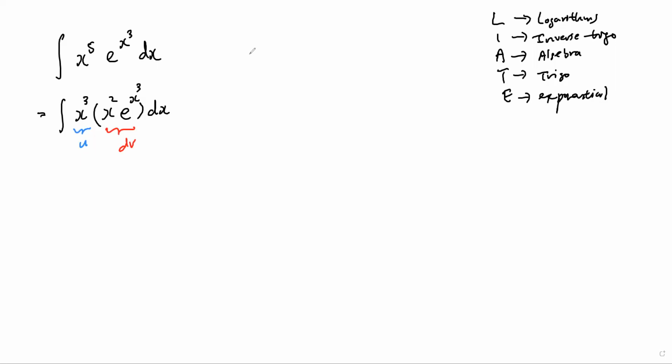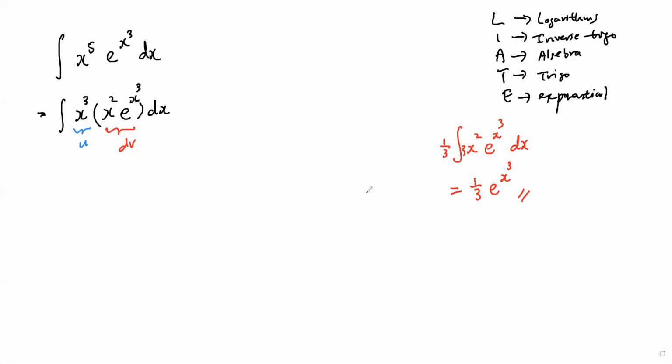So I'm going to do a side working. How do we integrate x squared e to the power of x cubed? If you notice, x squared is kind of the derivative of x cubed, except we are lacking the 3. So I'm going to introduce a 1/3 here and the 3 here. The integral of this is basically 1/3 e to the power of x cubed. Let's keep that in mind.